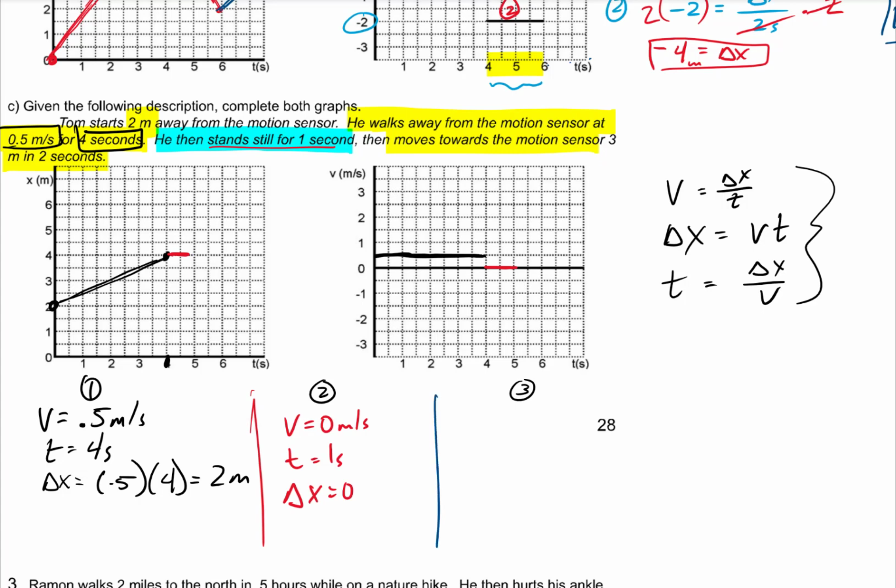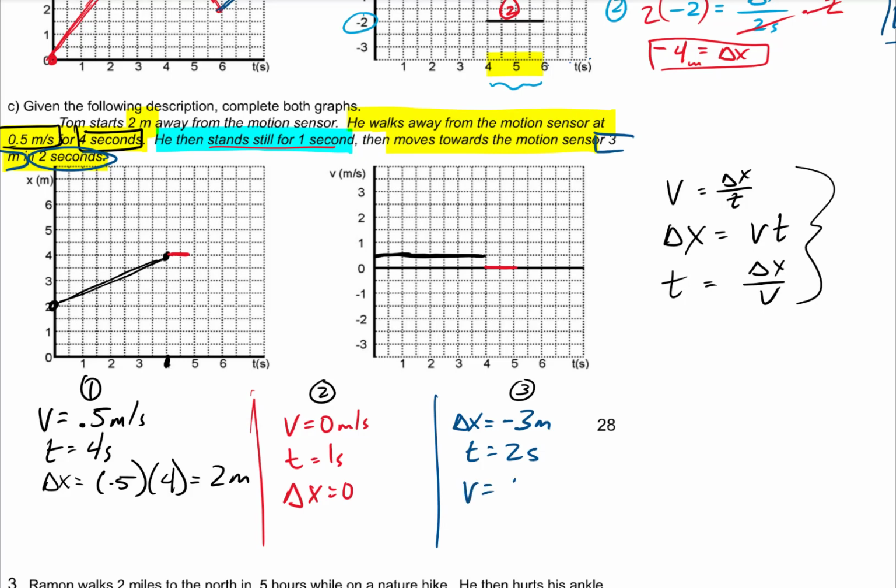Our last chunk means he moves towards the motion sensor at 3 meters in 2 seconds. So 3 meters is my displacement. I know that's a displacement because it's in meters. And because it's towards the motion sensor, it's getting closer to it, we're going to move from 4 to something smaller, and it's going to take place in a time of 2 seconds.